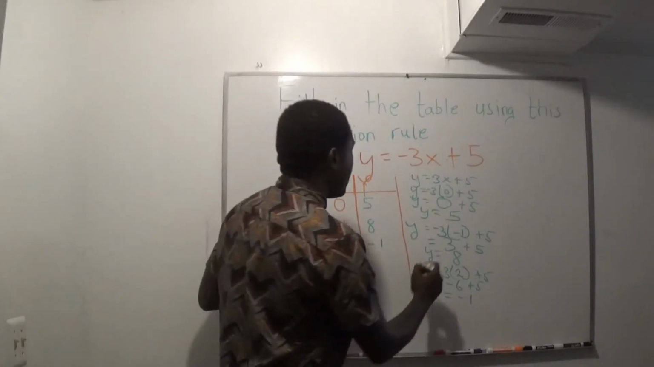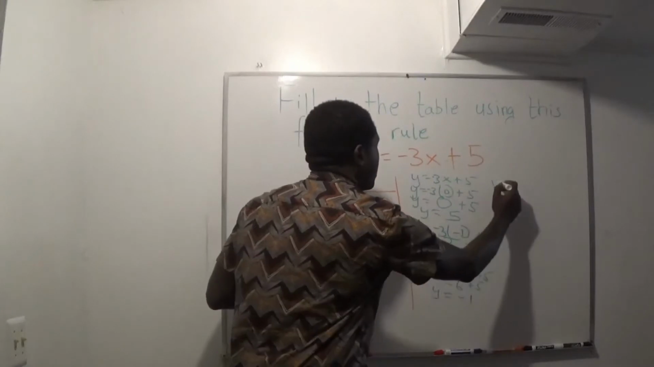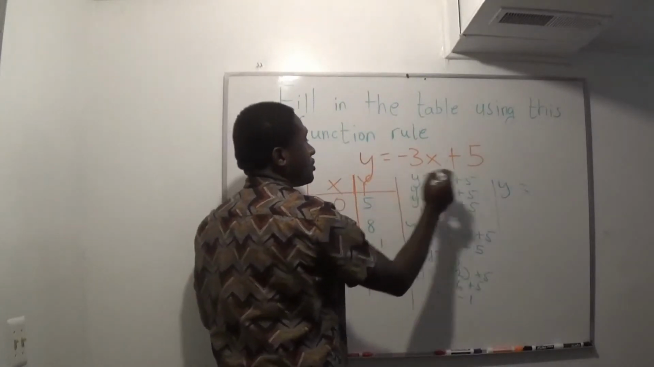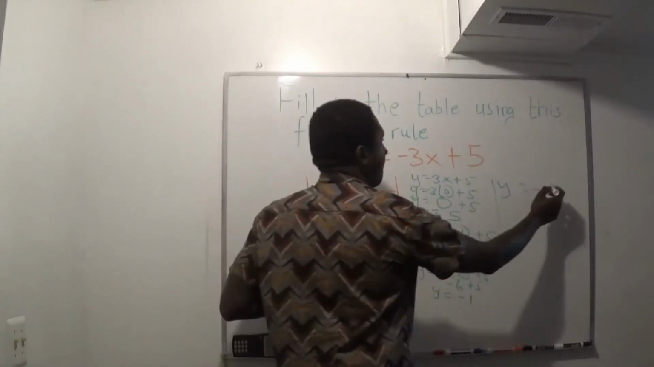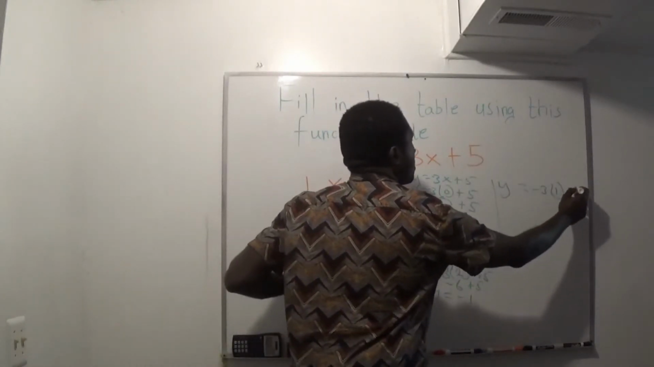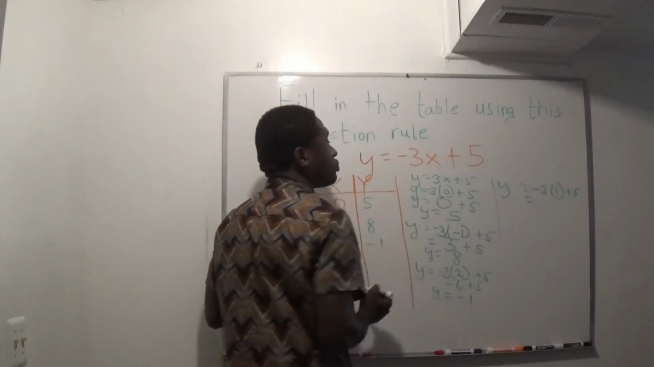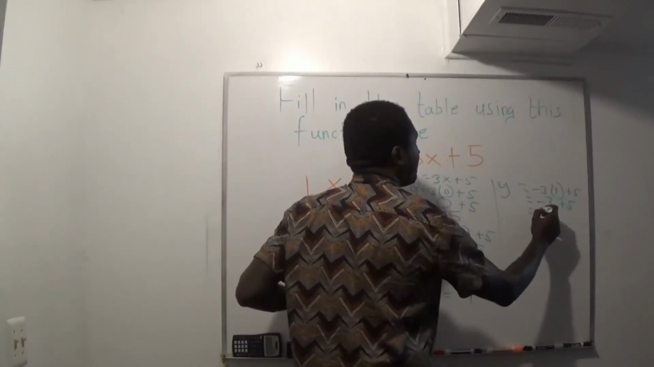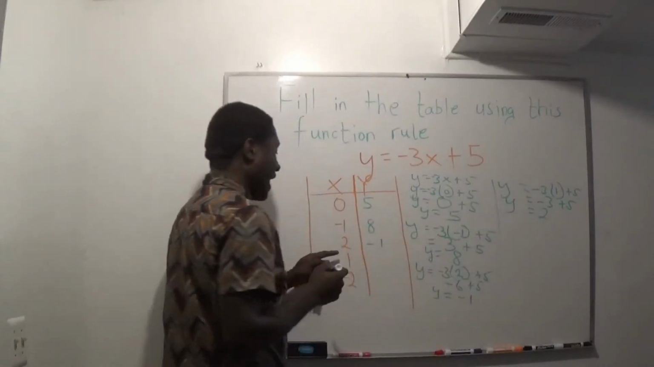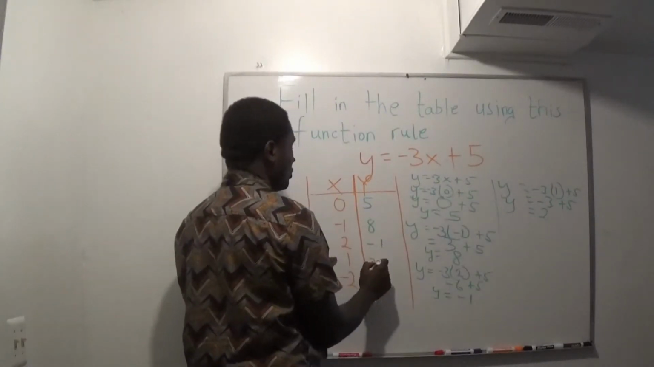This one is 1, right? Let me just move on to this side. So I have y equals -3, my x is +1, and then plus 5. -3 times 1 is -3, and then plus 5 is what? +2. So when my x is 1, my y will come out to be 2.